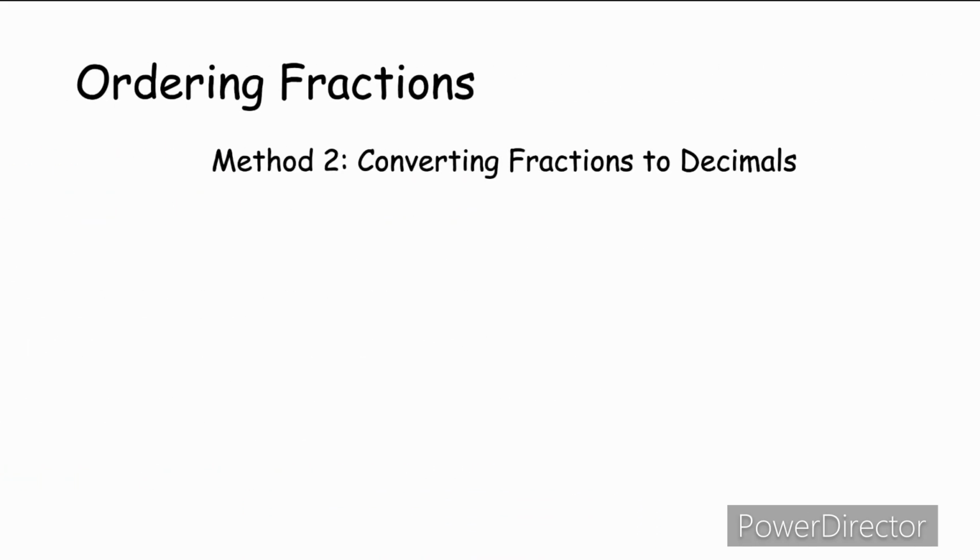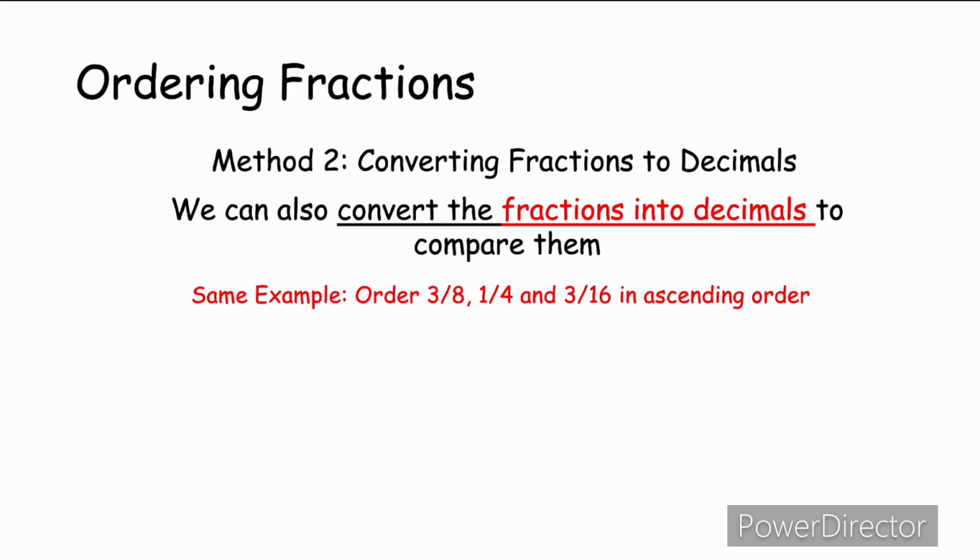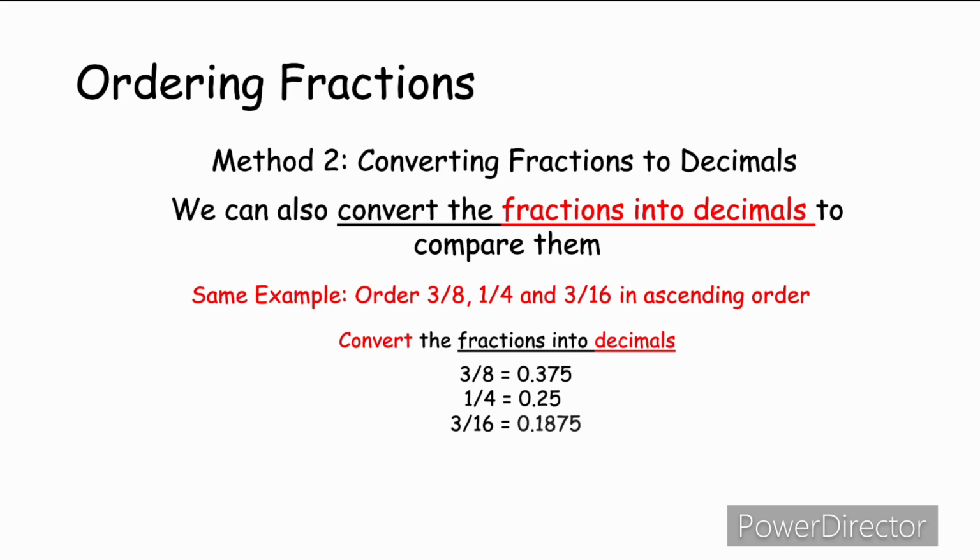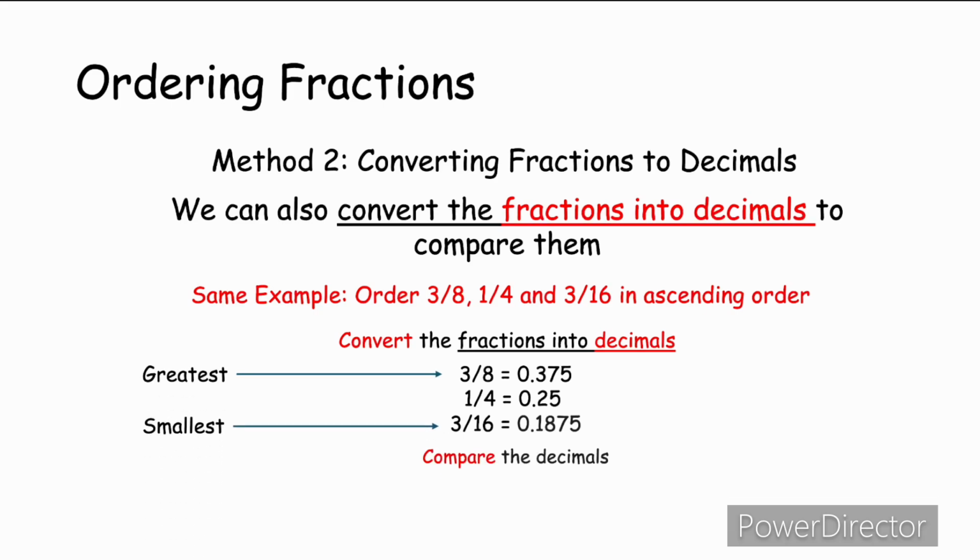The second method to order fractions is to convert them to decimals before comparing them. Using the same example, we convert 3/8, 1/4, and 3/16 into decimals before comparing them, using the place value method outlined before. 0.375 is the greatest number, and 0.1875 is the smallest number, so we return with the same order, 3/16, 1/4, and 3/8.